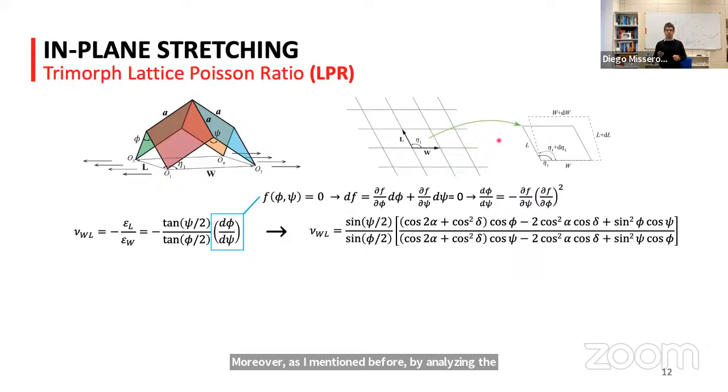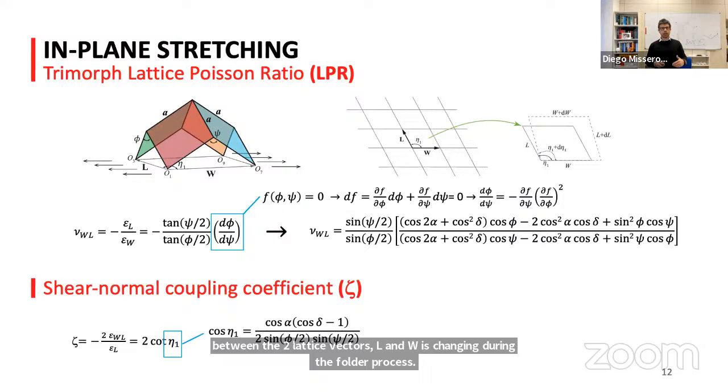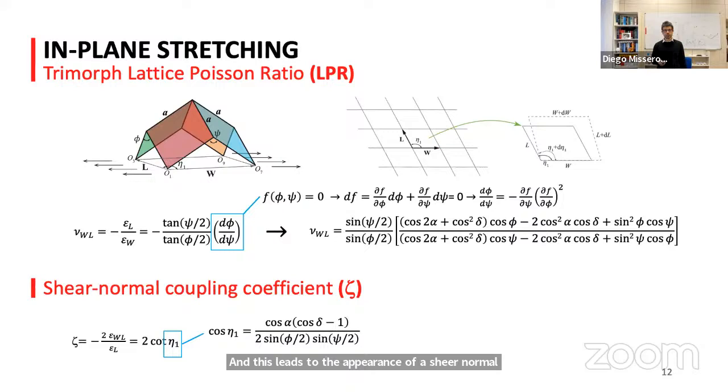Moreover, as I mentioned before, by analyzing the shape of the unit cell before and after a deformation step or a folding process, we can see that the angle between the two lattice vectors, L and W, is changing during the folding process. This leads to the appearance of the shear normal coupling effect, which is nothing else than the negative ratio between the shear strain and the longitudinal strain. We will see later that we also validate this expression through experiments.